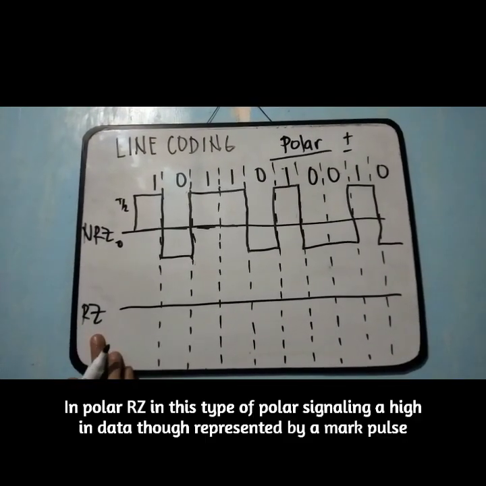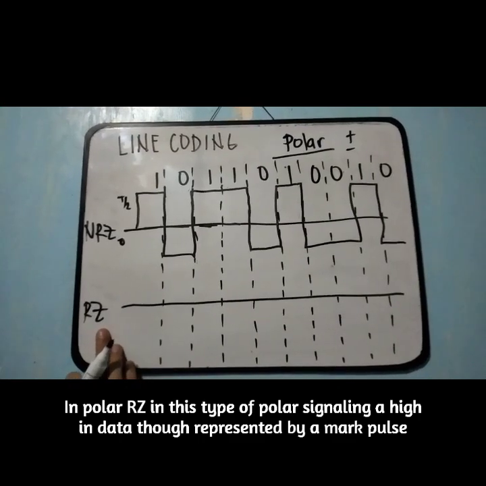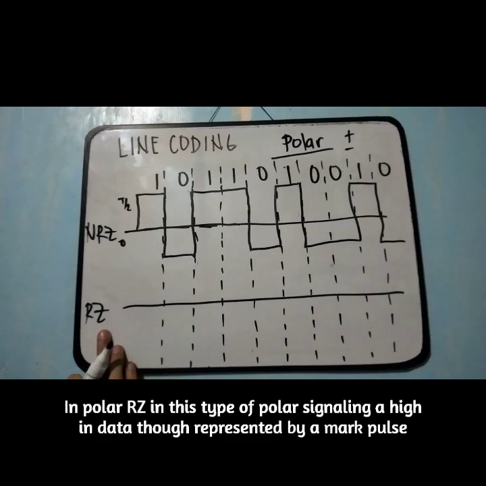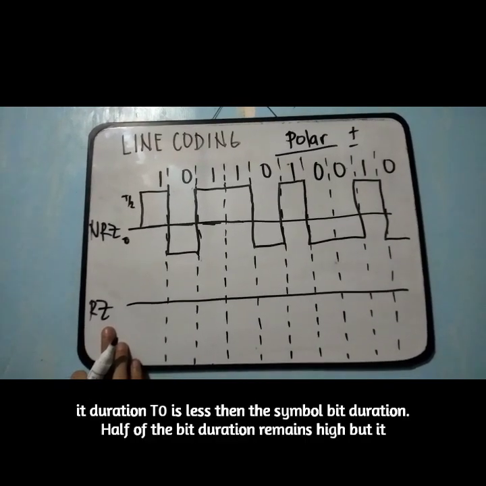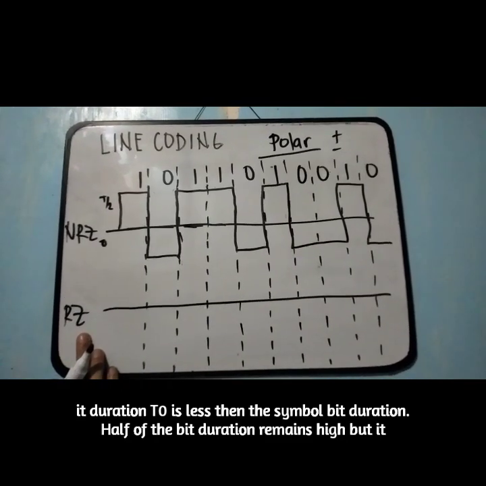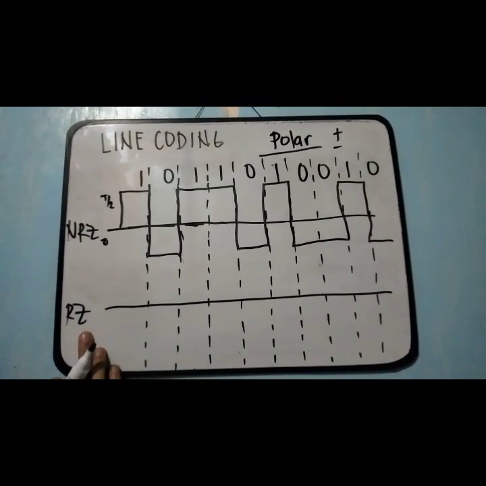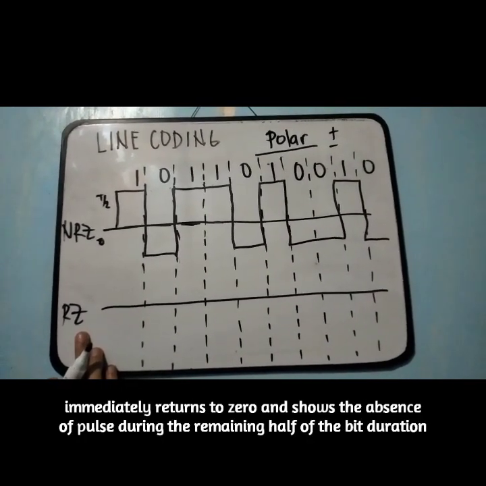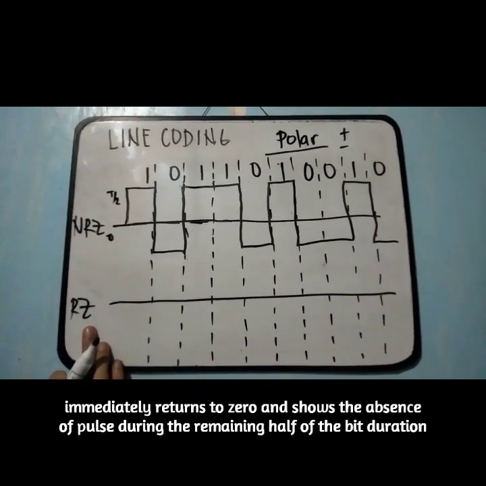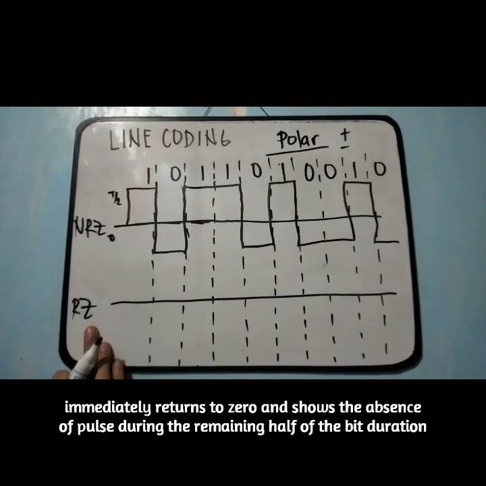In polar RZ, in this type of polar signaling, a high in data, though represented by a marked pulse, has a duration T0 less than the symbol bit duration. Half of the bit duration remains high, but it immediately returns to 0 and shows the absence of pulse during the remaining half of the bit duration.